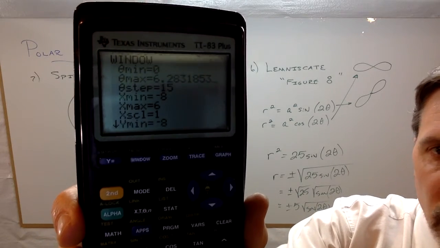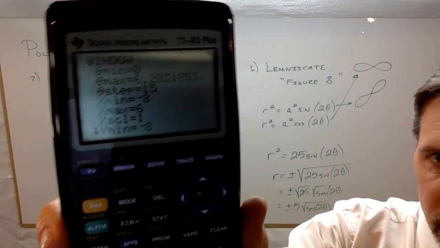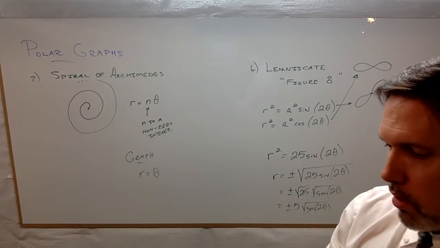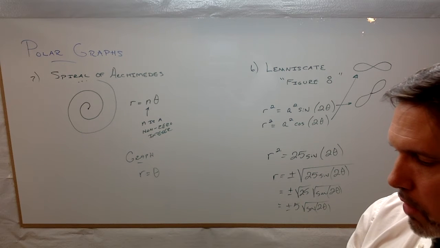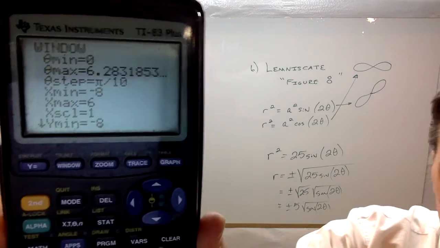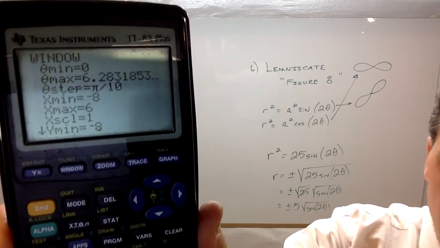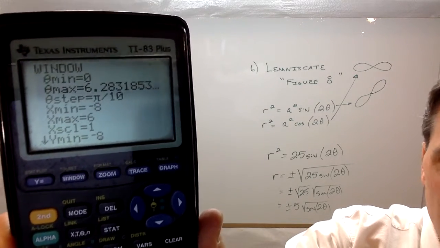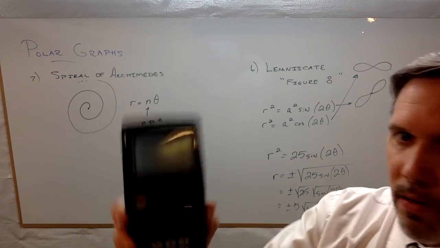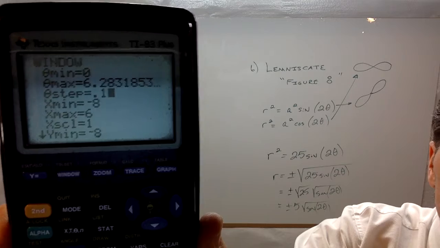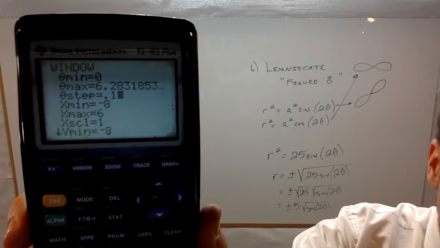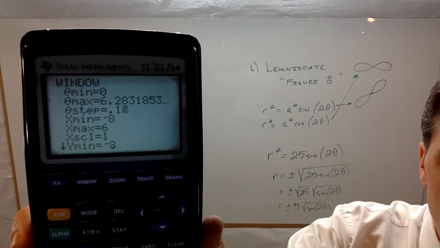Now, theta step, you don't want to go by 15. You're already past your maximum. So what I'm going to do is let's just do pi divided by 10, so pi tenths, just to be weird. You can go pi 20ths. If you don't want to think in terms of pi, just go 0.1, whatever. It's not that big of a deal. You're going from 0 to 6.28, so let's count by 0.1s. That should be good.